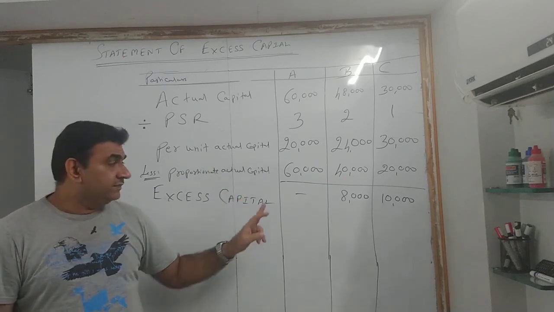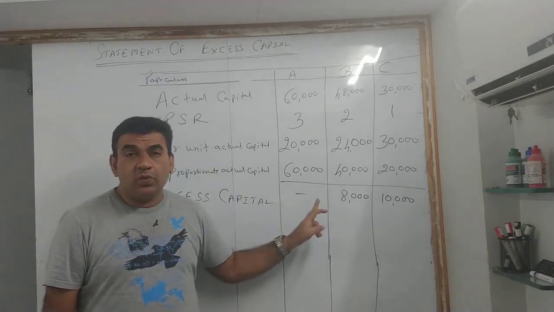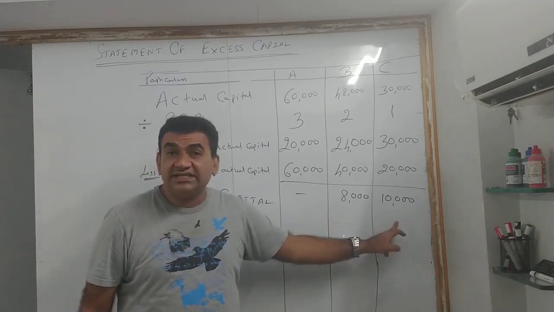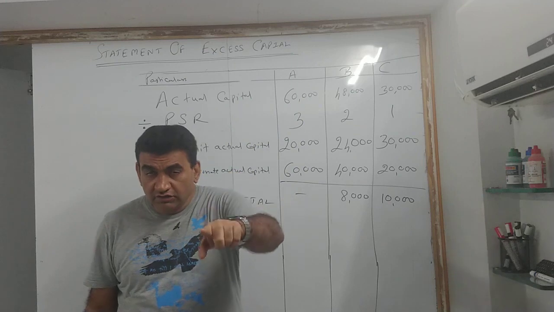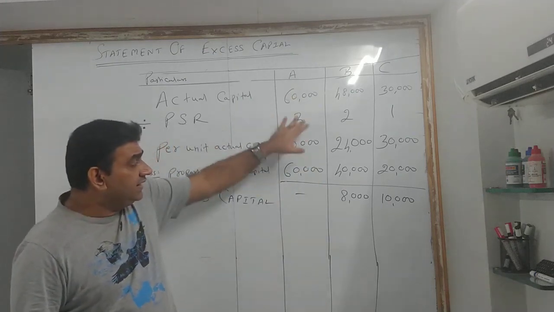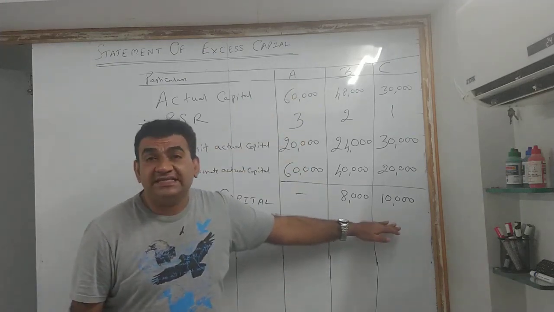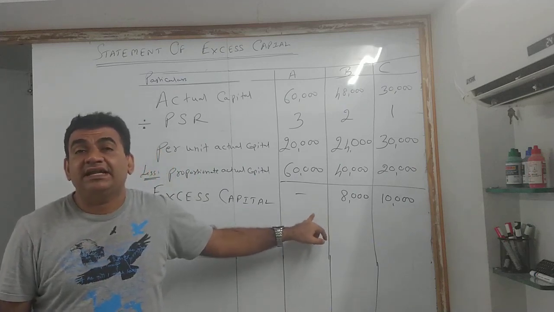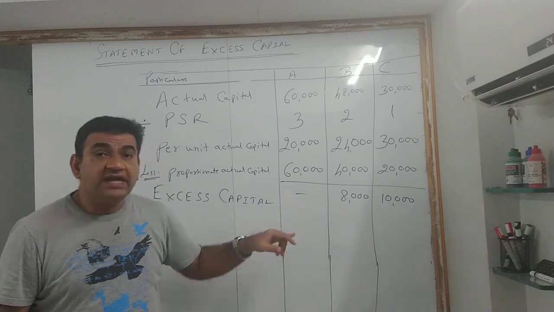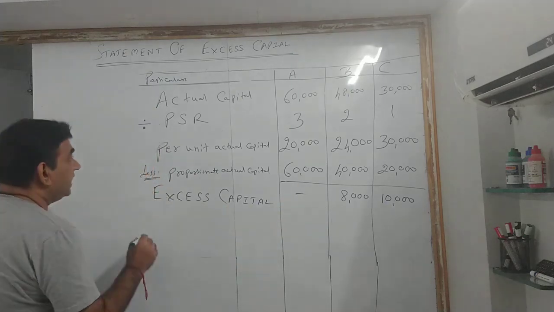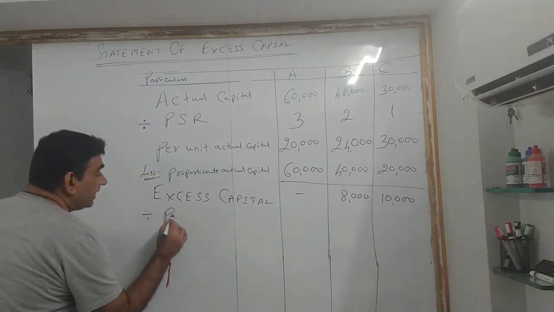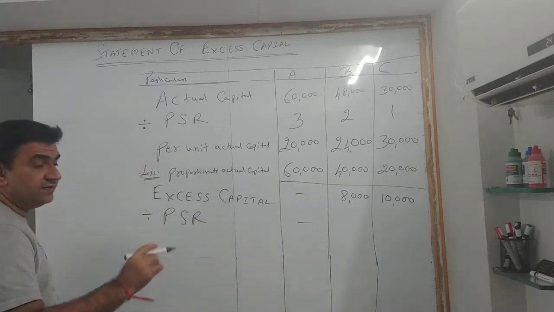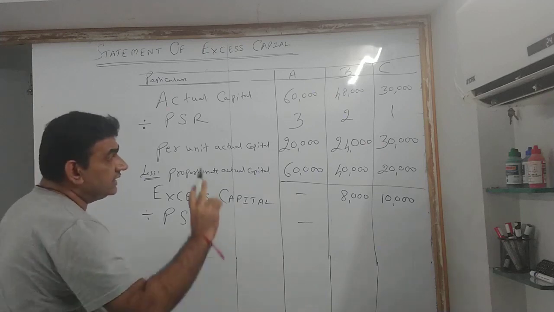Now if you see, out of the 3 partners, one partner's balance has become 0. The remaining 2, B and C, still have balances. So you will repeat the above steps for B and C. You will not do it for A because A's excess capital has become 0. Continue the steps. Again, divide by the PSR. A is out, so nil, or even if you write it's fine.